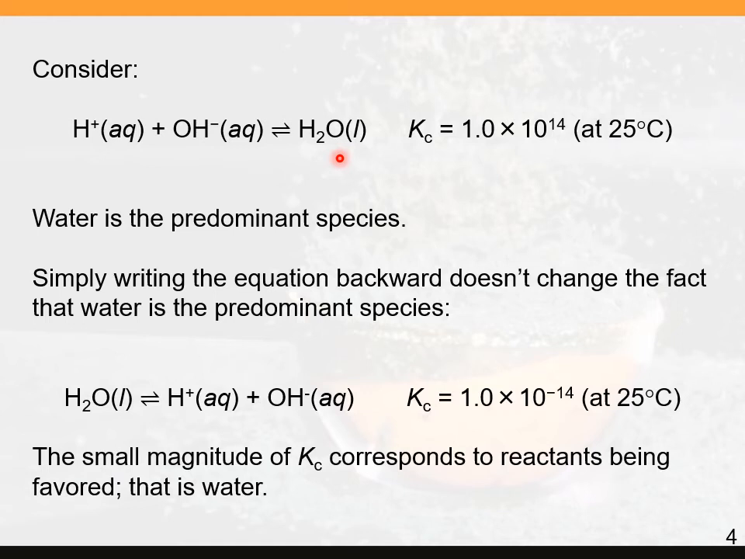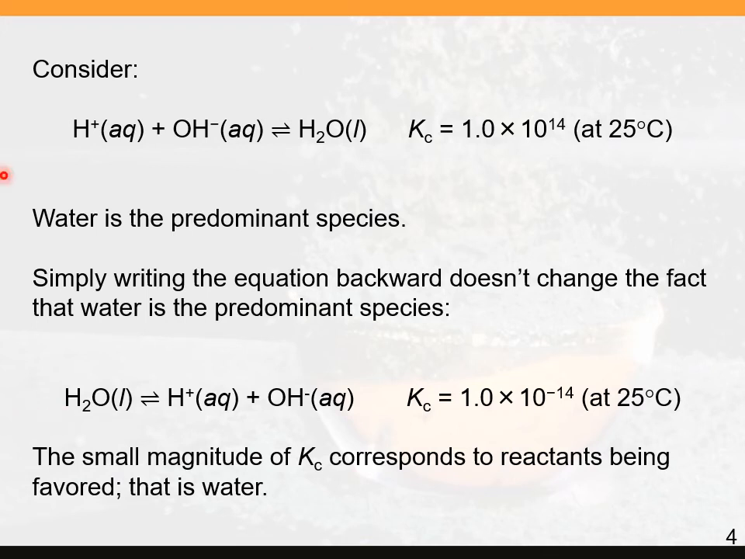But what happens if you write this reaction in reverse? Does it change the fact that water is the predominant species? The answer is no. When you reverse a reaction, Kc value must be inverted. Therefore, the Kc value for the inverse reaction is equal to 1.0 times 10 to negative 14. A very small value of Kc indicates that the reactants are favored. That means water is still the predominant species.